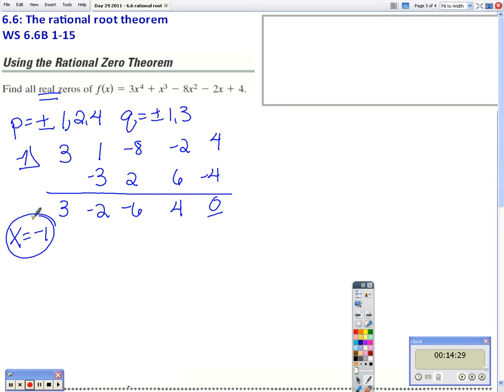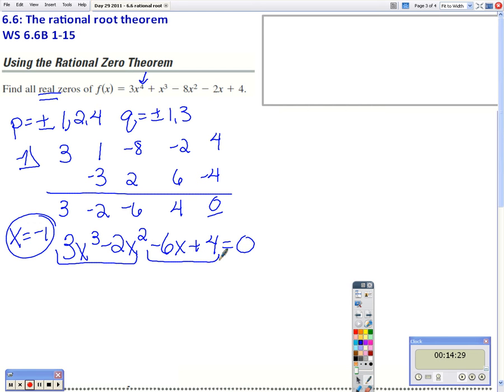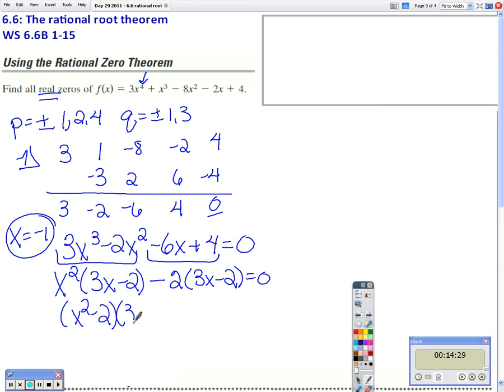So now I'm left with 3x to the third minus 2x squared minus 6x plus 4 equals 0. Because we started out with a degree of 4, this next equation is just one less at a degree of 3. And I'm going to factor with grouping. So the greatest common factor of this first piece is just x squared, and the greatest common factor of this back piece is -2. So now I've got x squared minus 2 times 3x minus 2 equals 0.